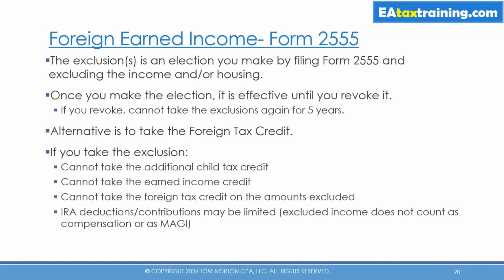So for instance, if you exclude your foreign earned income, you cannot take the child tax credit. You cannot take the earned income credit. You can't take the foreign tax credit for the amounts that are excluded. You can still take the foreign tax credit for other amounts, but not for the amounts that are excluded. And if you're making IRA contributions, they may be limited because of that definition of modified adjusted gross income. And there were other places in the tax law where this applies as well. So you have to look at the taxpayer's individual circumstances to see whether or not it is best to exclude that income.